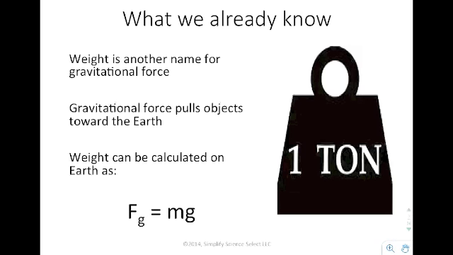So here's what we already know. Weight is another name for the gravitational force. So the gravitational force we've already talked about. Gravitational force pulls objects towards Earth, and it can be calculated using the formula Fg equals mg. But now remember, this formula applies to Earth only.